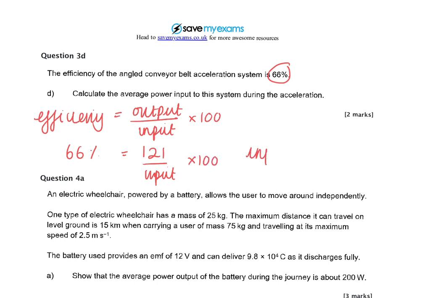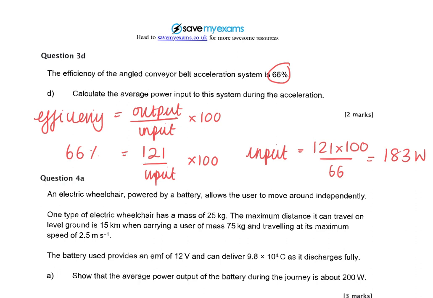So if we rearrange that, we get the input is equal to 121 times 100 divided by 66, and you will get about 183 watts. So that is our input power.